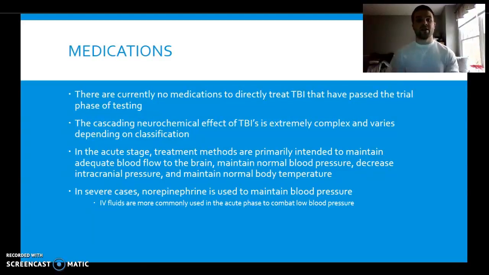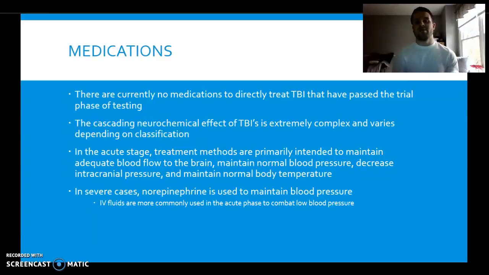There are no known medications at this time that directly treat a TBI. It's such a complex classification of neurological injuries that it's really hard to pinpoint and pin down exactly what they want to be treating from a pharmaceutical standpoint. So in the acute stage, treatment methods are primarily intended to maintain adequate blood flow, maintain normal blood pressure and vital signs and things like that. But those aren't necessarily medications. They're just treatment methods that are important to keep in mind to keep the person safe in an emergency setting.